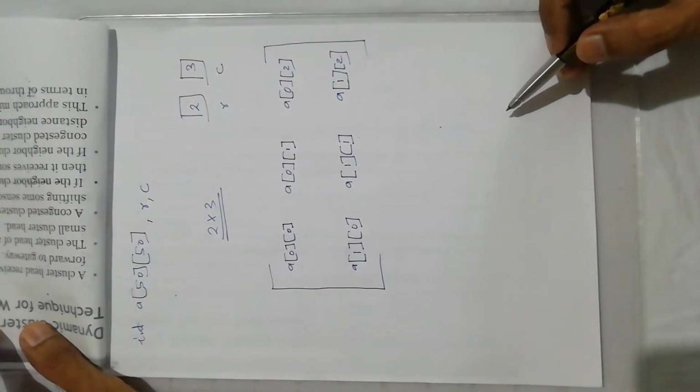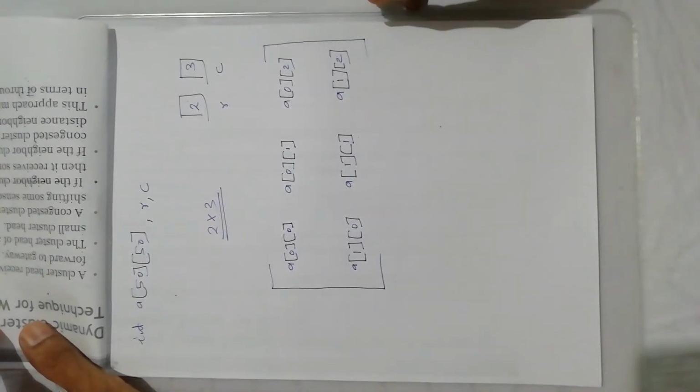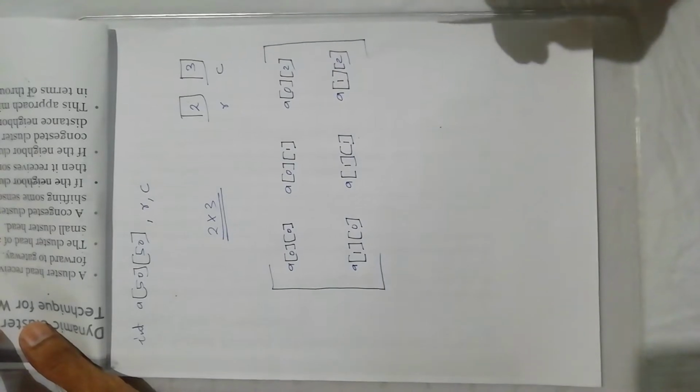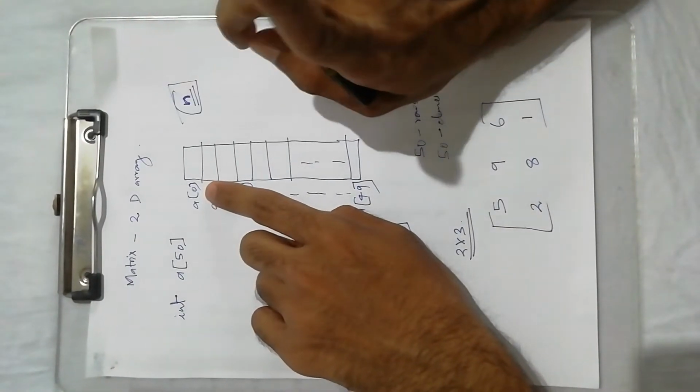Okay. Here each element in a matrix can be represented with the help of 2 indices. Each element of an array can be represented with the help of only a single index.